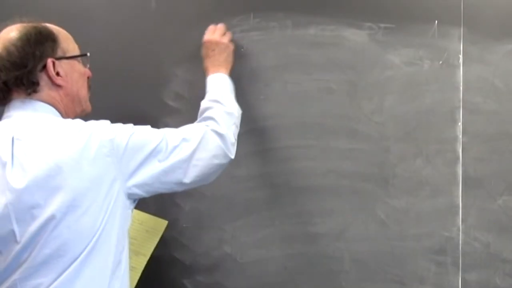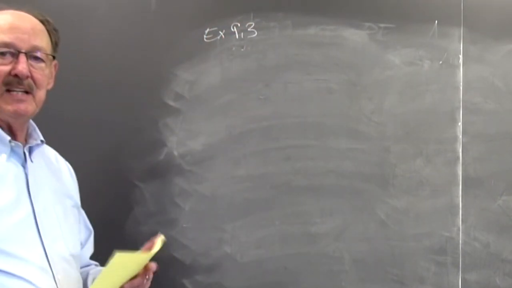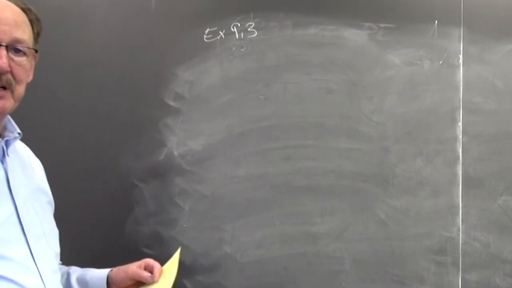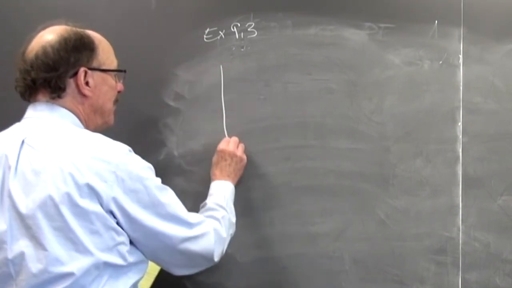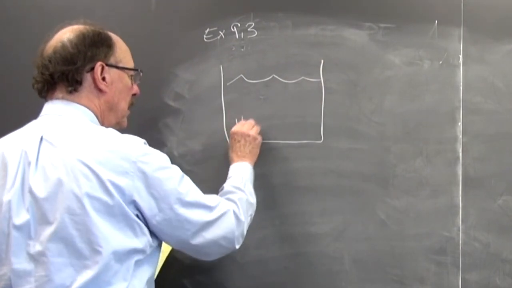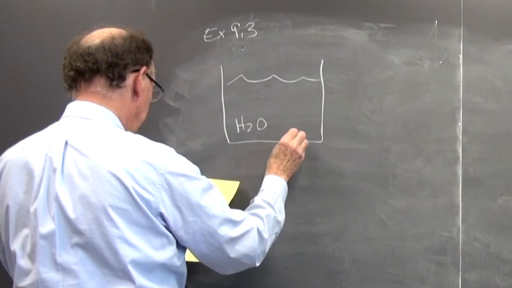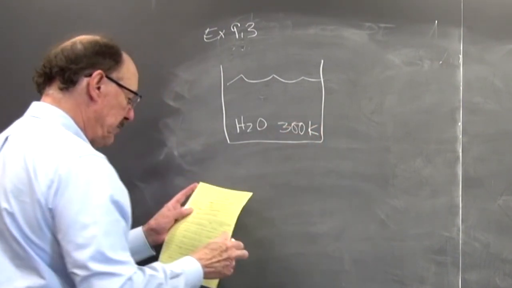So this is example 9.3. And in the text, it turns out that you need to have a computer program for the steam tables to do it. It's a real nuisance, or you have to do it trial and error, which is another real nuisance. And so what we have here is a tank of water. It's at 300 degrees K, 27 degrees.